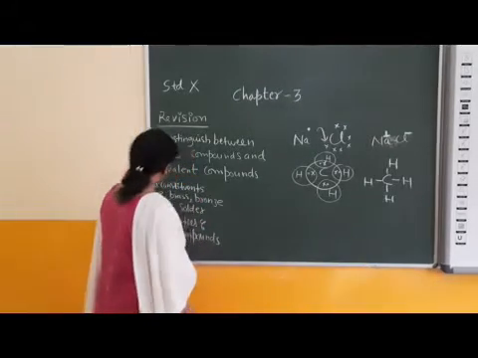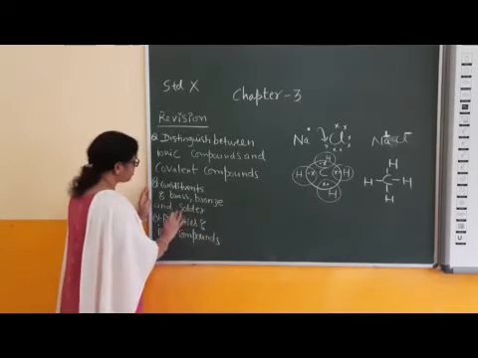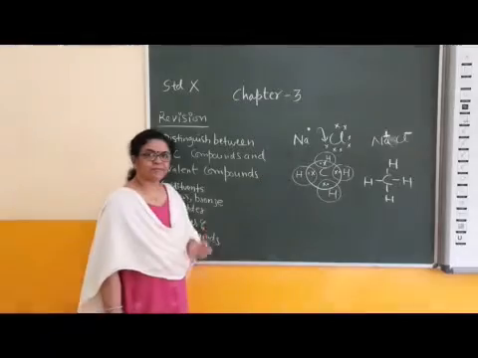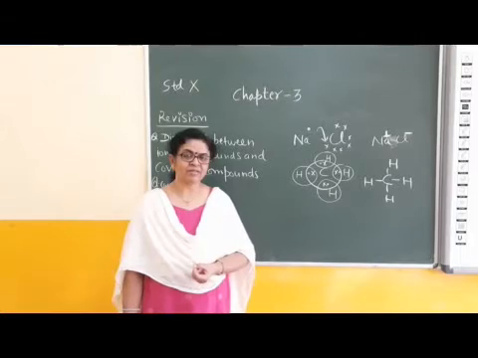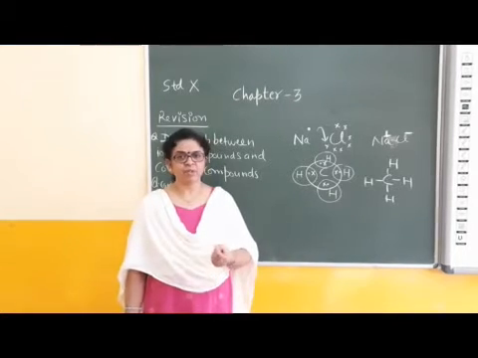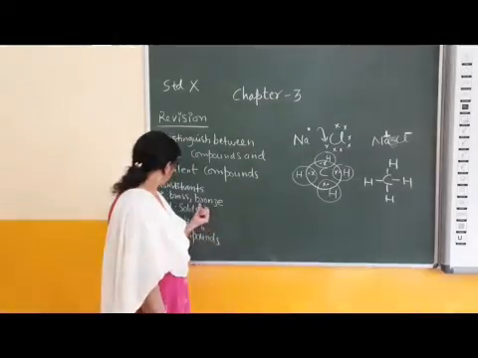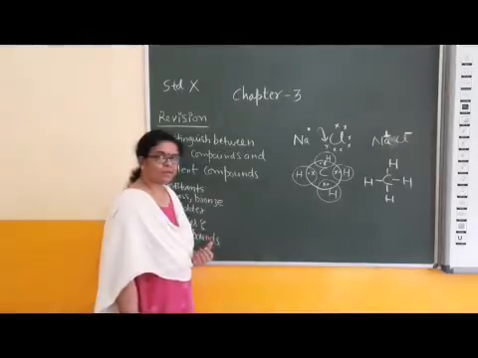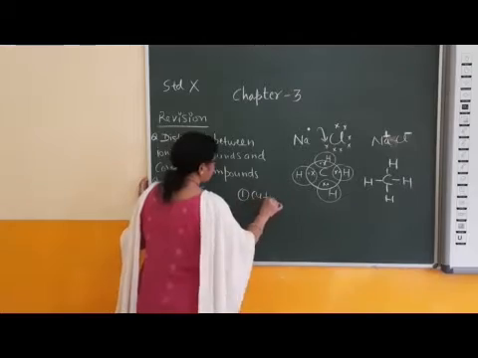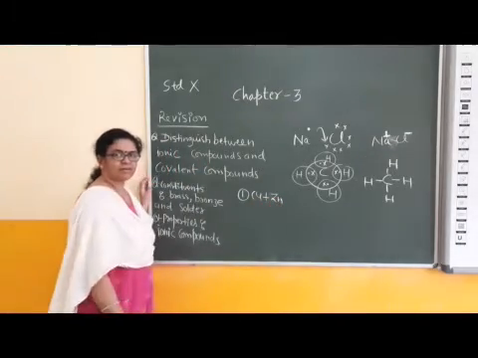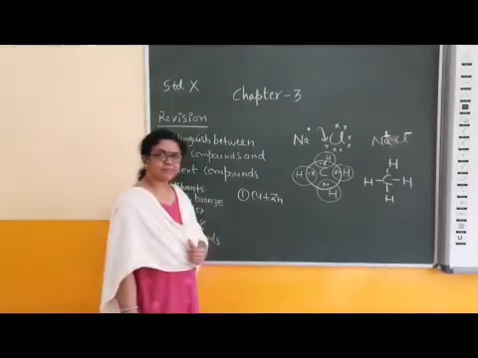Next, second question: constituents of brass, bronze, and solder. Children, each one is an alloy, a homogeneous mixture of metals. Metal with metal or metal with non-metal is called an alloy. Which metals are present in brass alloy? The composition of brass is copper with zinc metal. A homogeneous mixture of copper and zinc is known as brass.